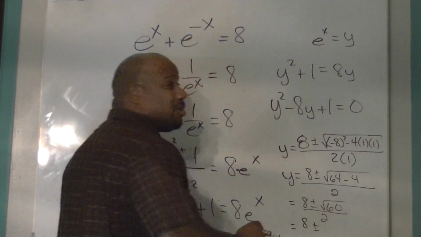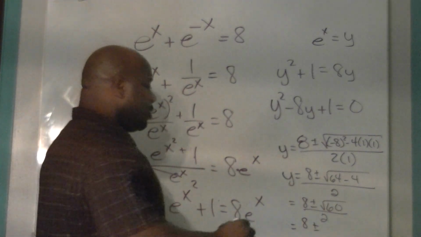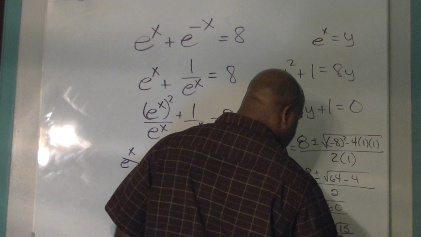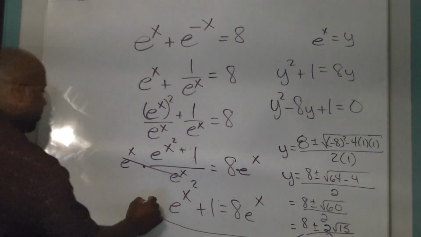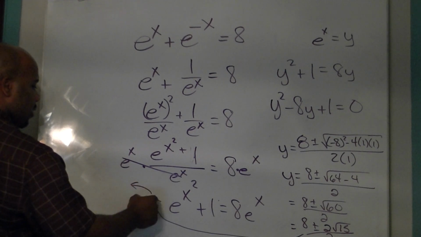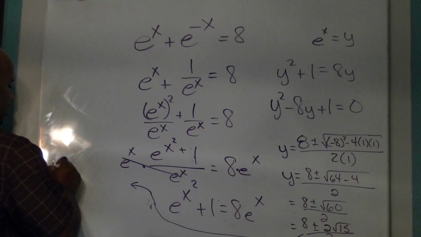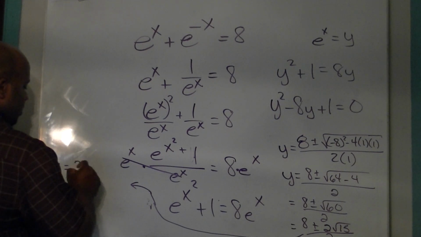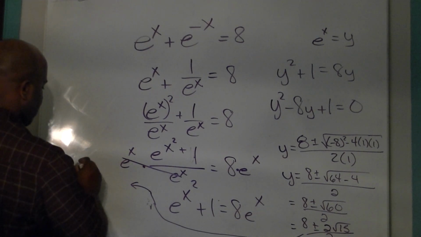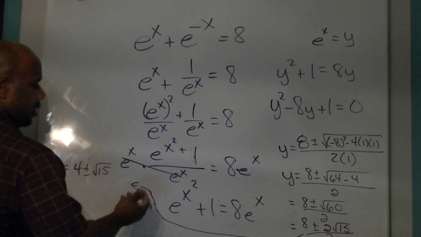Minus, and the square root of 60 is 4 times 15. So that's going to be 2 times the square root of 15 all over 2, which I'm going to have to bring this all the way back over here. And my answer is going to be y is equal to 4 plus or minus the square root of 15, and then that's it.